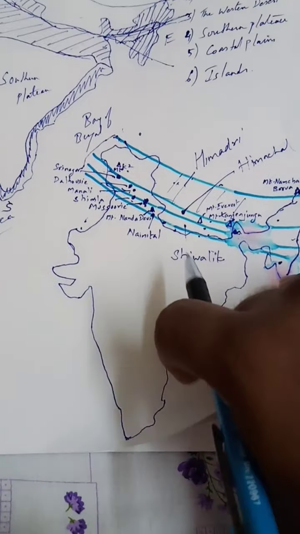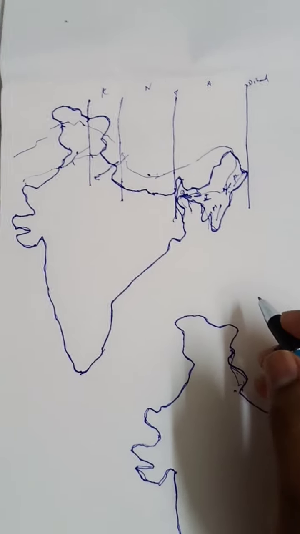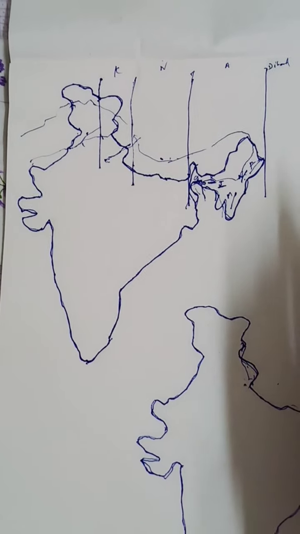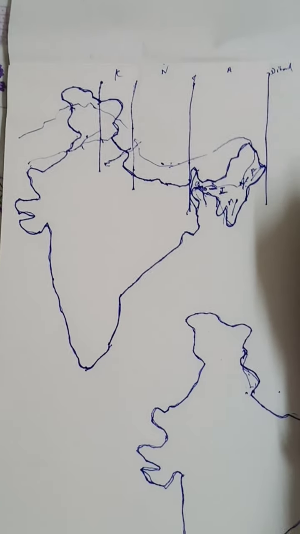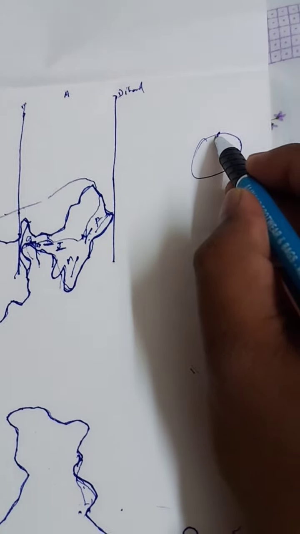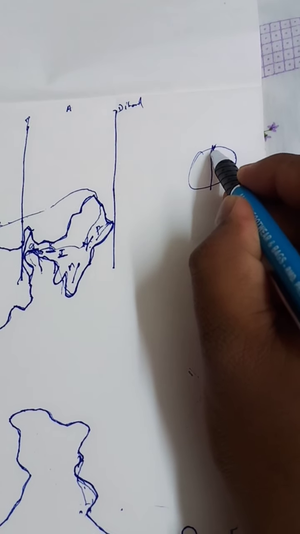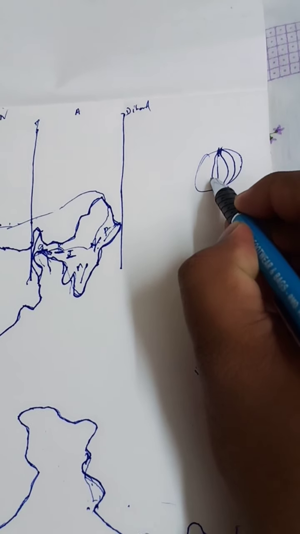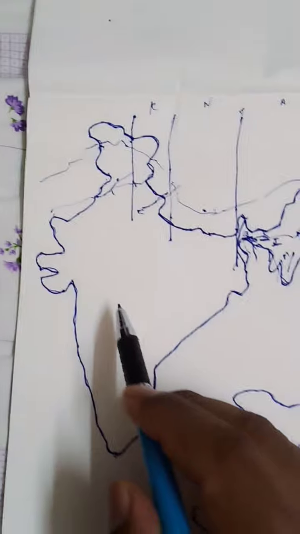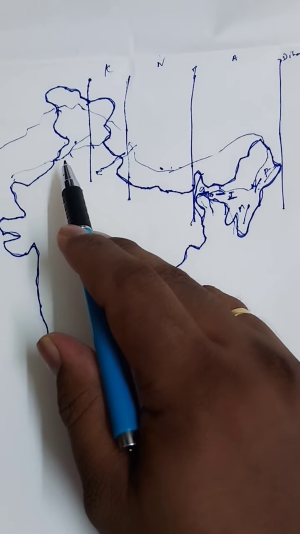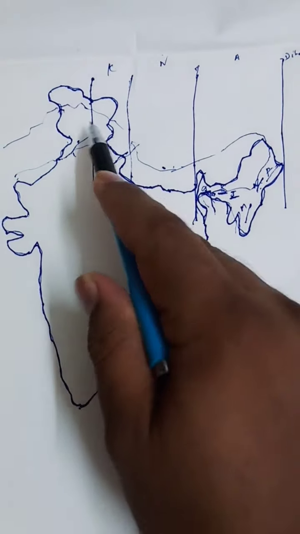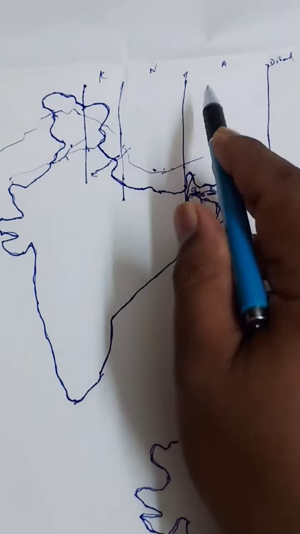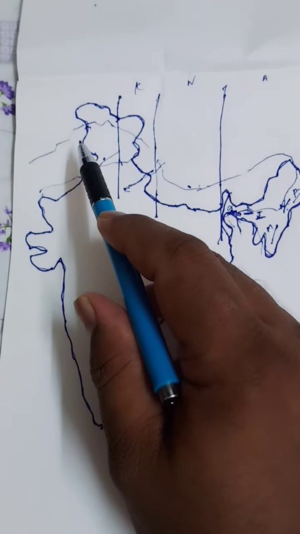So now let us go with the next classification of Himalayas, which is called the longitudinal classification of Himalayas. Longitudinal means, you all know that the longitudes are drawn from north to south in a map, isn't it? It is drawn north to south. So this classification we'll be seeing in Himalayas, that is from west to east, the longitudinal classification. So now let us see the first one.